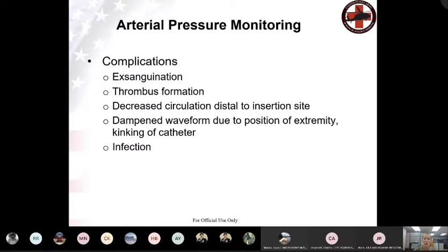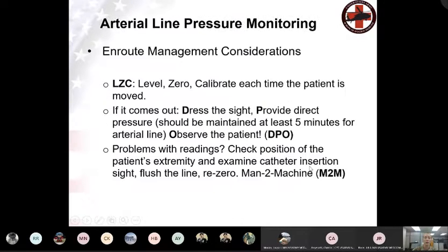Decreased circulation distal to the insertion site. We've talked about the benefit of the radial artery when it comes to that. And then dampened waveform due to the position of extremity, kinking, as well as infection. Okay. So we want to level, zero, and calibrate each time the patient is moved.